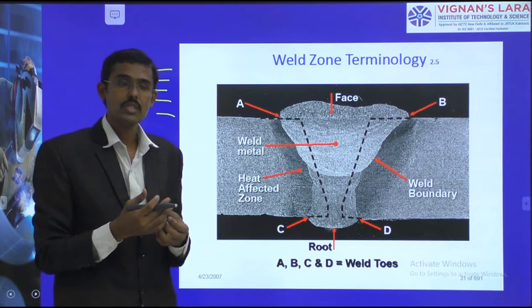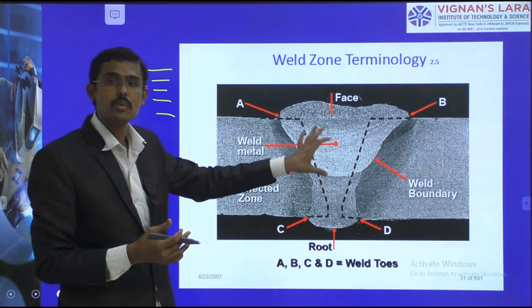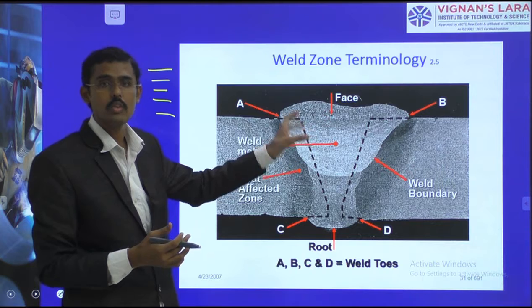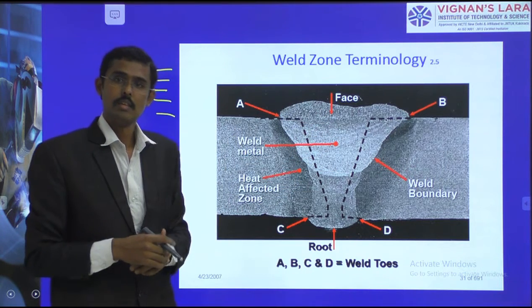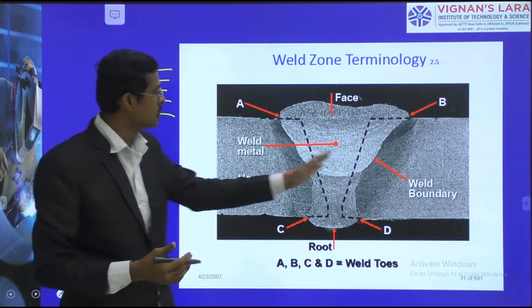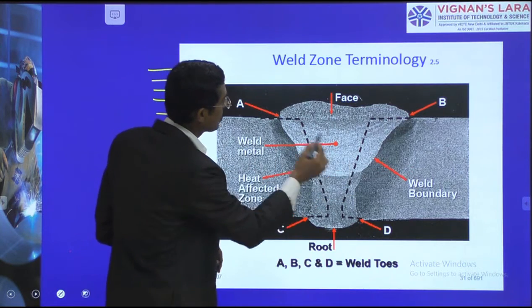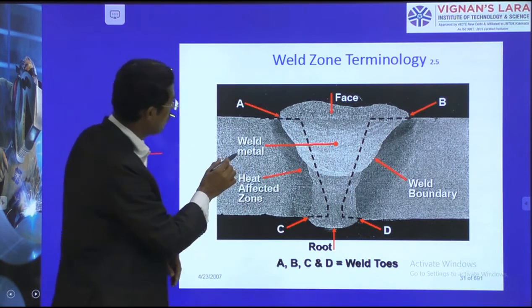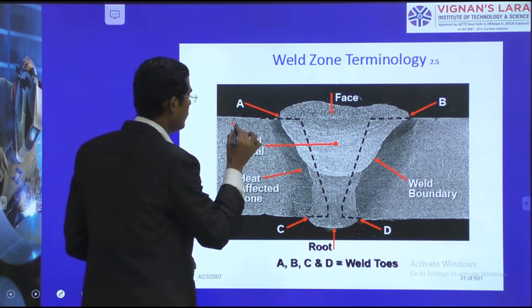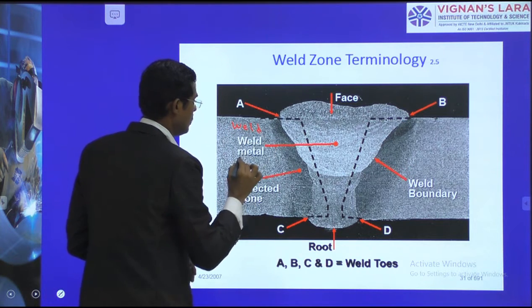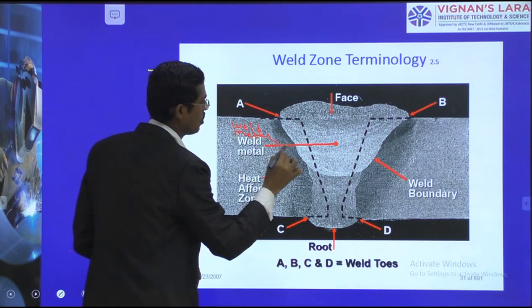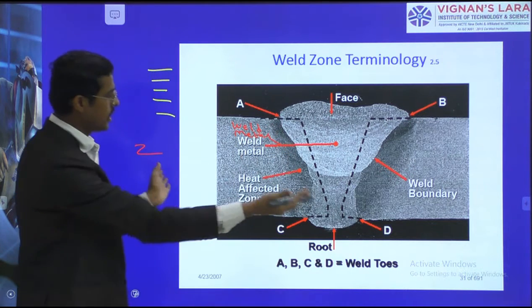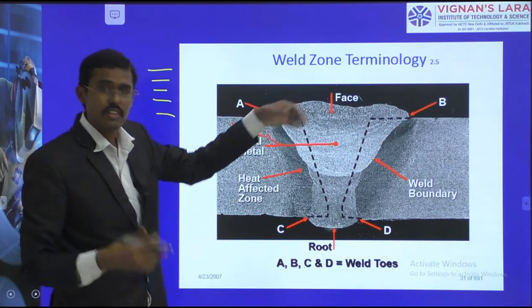The zone at the center, where we have taken the groove, which is going to melt and deposit, we call it the weld zone. After the weld zone, here I have marked this zone, which is called the weld metal. Which one? This zone.